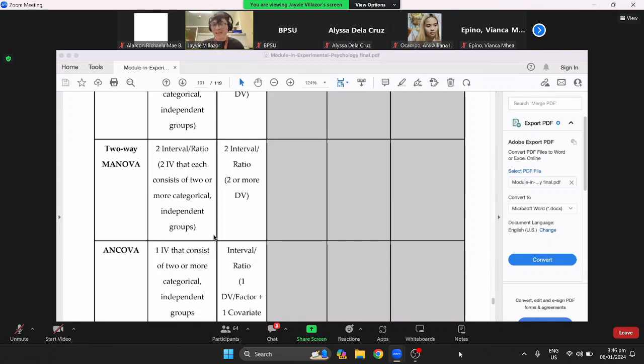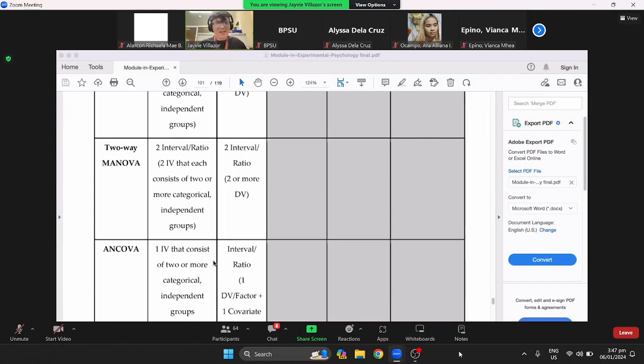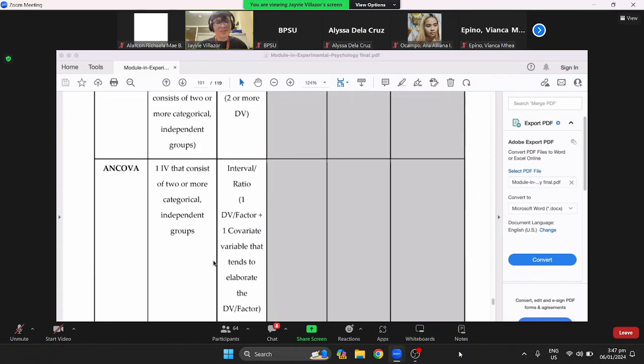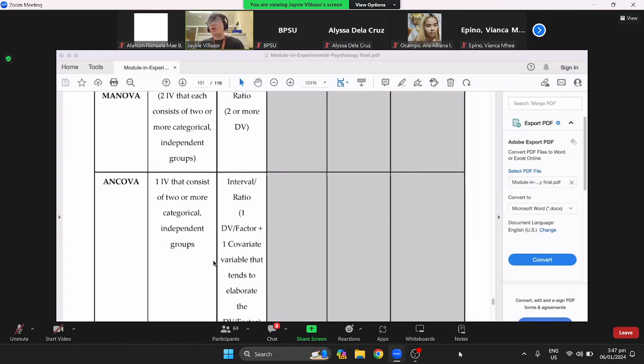Nakita niyo, di ba? Sobrang komplikado na. 2 na yung independent variable mo, 2 pa dependent variable mo. So if that is the type or the nature of your research, then you're about to utilize that two-way MANOVA. Okay po? Yun. And finally, bago tayo pumunta sa SPSS, ANCOVA.